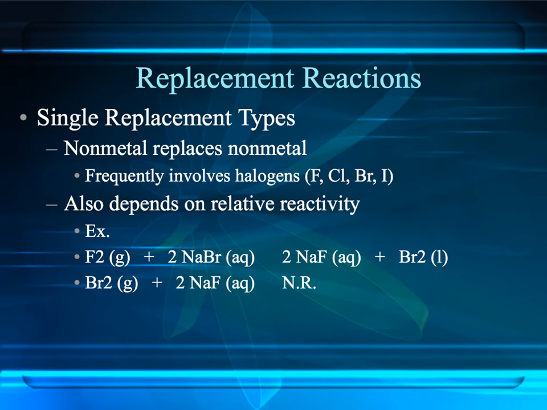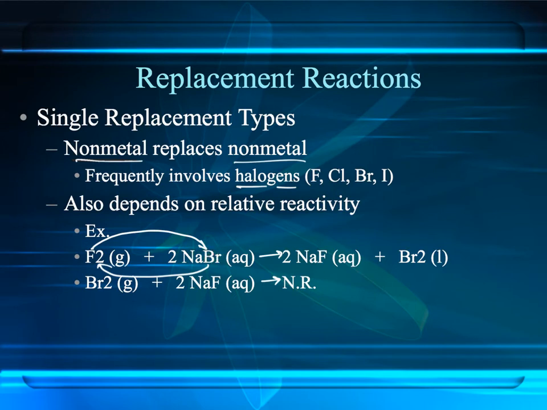So, single replacement types, another type is you have a nonmetal replacing another nonmetal. Okay, this is usually involving the halogens, so family 7A, fluorine, chlorine, bromine, and iodine. And there's also a reactivity for these. So, in this instance, remember this is nonmetal can only replace nonmetals. So this is fluorine gas. Okay, fluorine can only replace a nonmetal. Well, the nonmetal in the other substance here is bromine, not sodium. Can't replace the sodium. It's a nonmetal replacing another nonmetal.